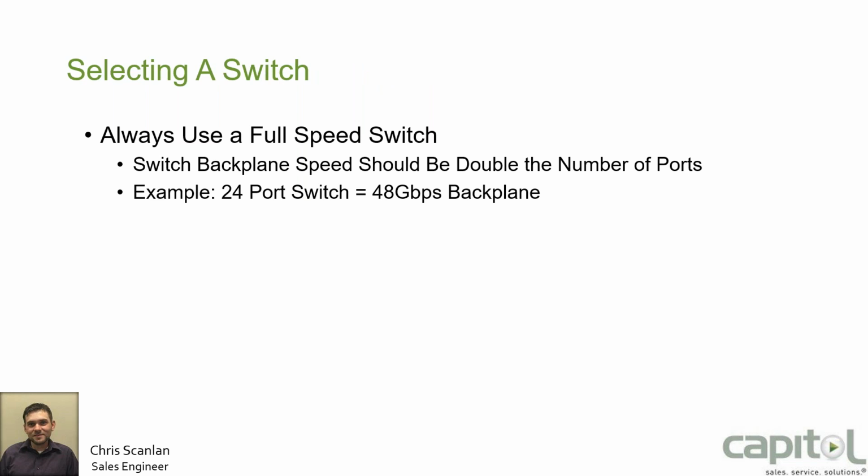Now, selecting a switch. You want to make sure it's a full speed switch. You're always using a full speed switch. What does a full speed switch mean? A full speed switch, the backplane should be double the amount of ports. So if it's a 24 port switch, it's going to be a 48 gig backbone if it's a gigabit switch. 24 gigs down, 24 gigs up at full, which comes out to 48 gigs.